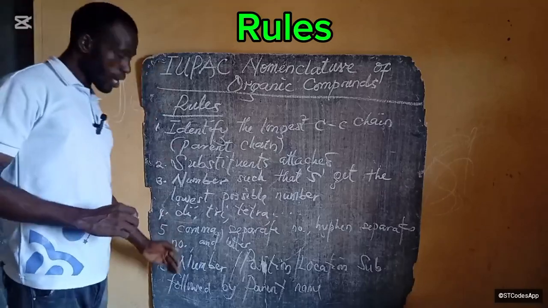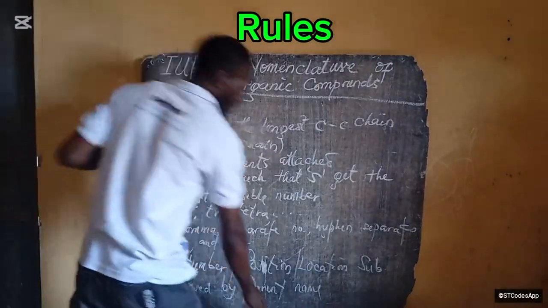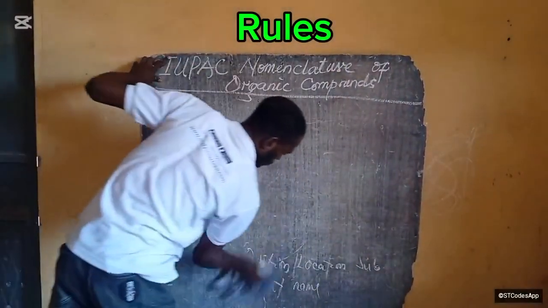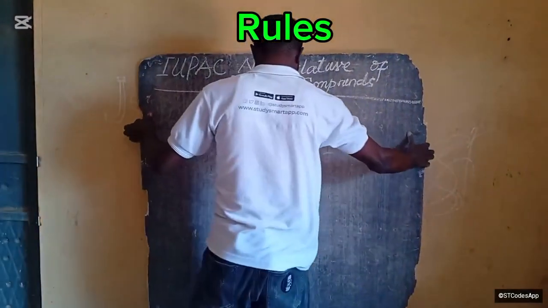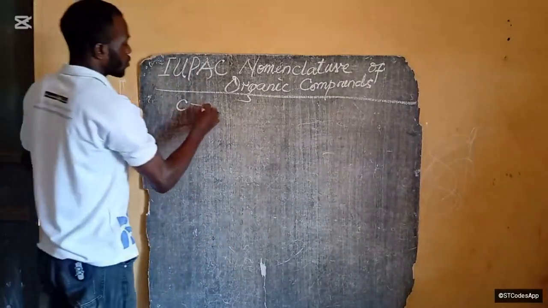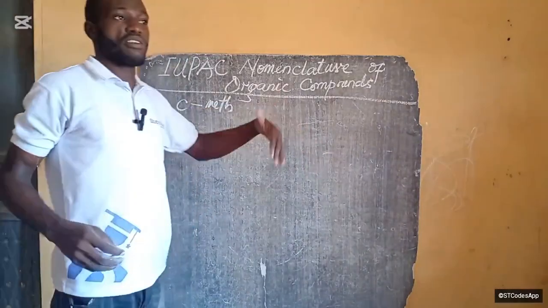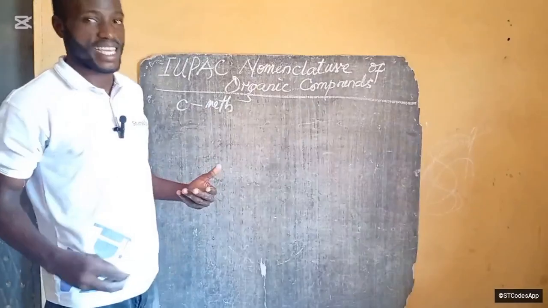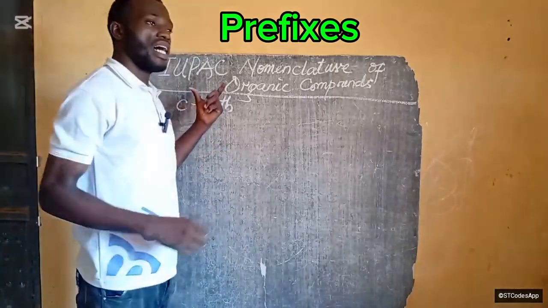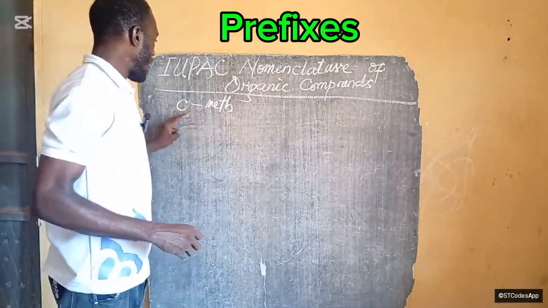Now we're going to apply all of these principles to naming some compounds. Before we name these compounds, there is one thing you should also know, and that is the prefixes that we normally use. For example, if you see only one carbon, you use meth. Meth will be followed by the suffix that represents the family. If it's an alkane, it's going to be methane, single bonds all through. If it's an alkene, it will have a double bond, one or more double bonds.